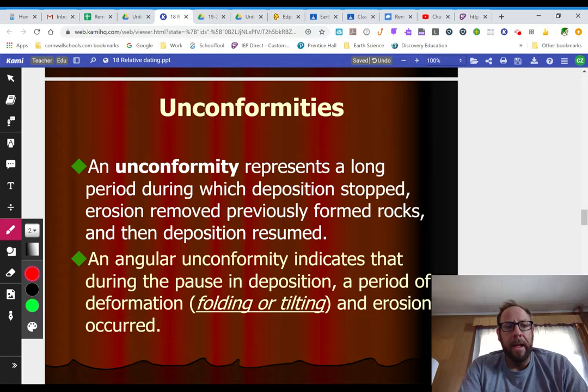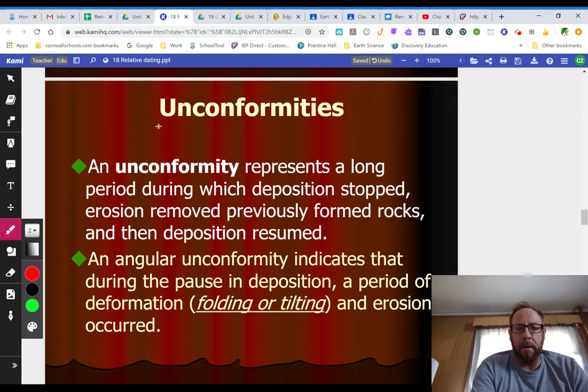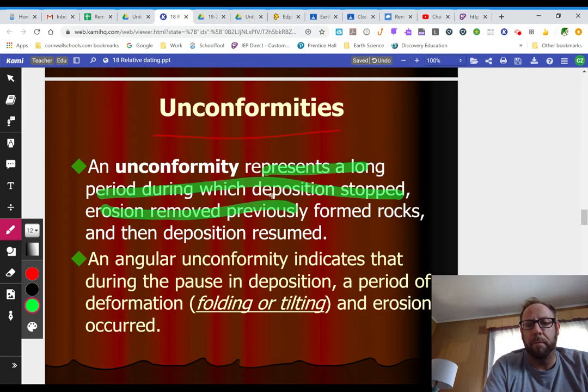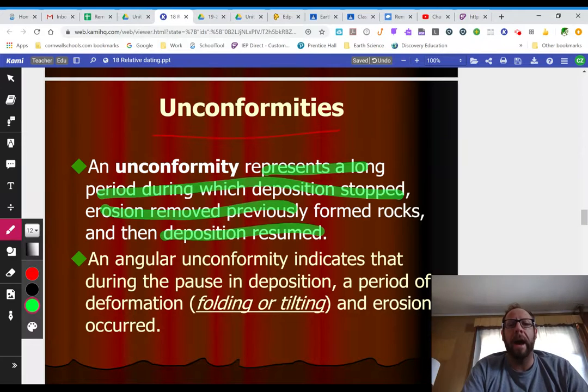All right. And unconformity. This is probably one of our most popular situations in relative dating. Unconformities are simply when they represent a long period of missing time. Deposition stopped, erosion removed previous rocks, and then deposition returned. Okay. I'll explain to you using some sheets coming up on how unconformities work. There's a couple different types, though.